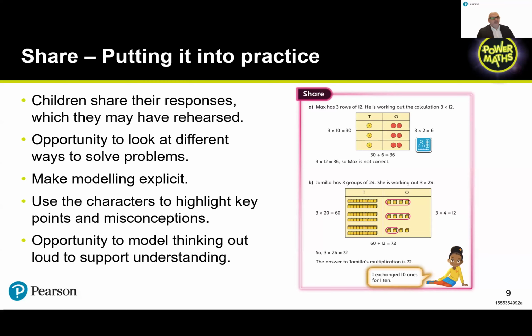We've tried to make Share, certainly in the second edition, as clear as possible. So there aren't as many methods as we used to have. Some of those have gone into the teacher guide, if you want to, but we've tried to put the most common methods, the ones you're most likely to see, into the Share section.